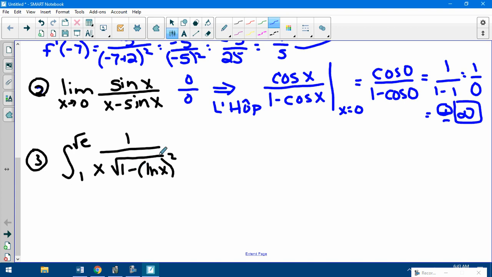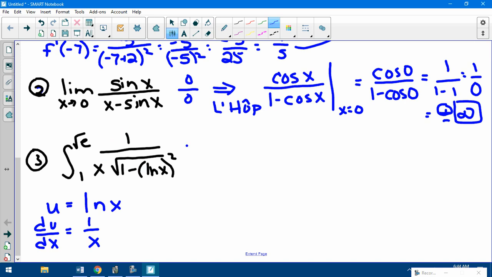I don't need to let u squared equal something anytime soon here. I need to just let u equal. What should u be here? ln of x. Because if I plug u in here, then I'll have that u squared already that I need. And the other thing that this gives me, what's the derivative of ln of x? 1 over x. Which is great, because that's what I have here.